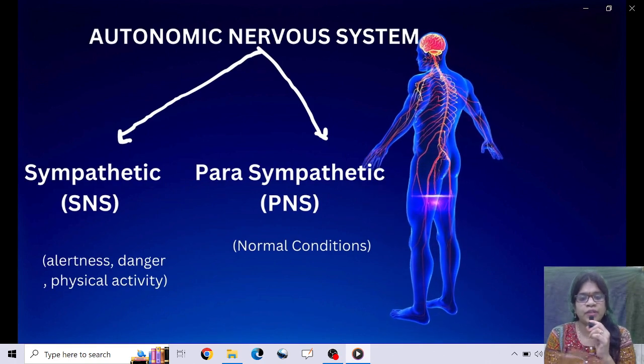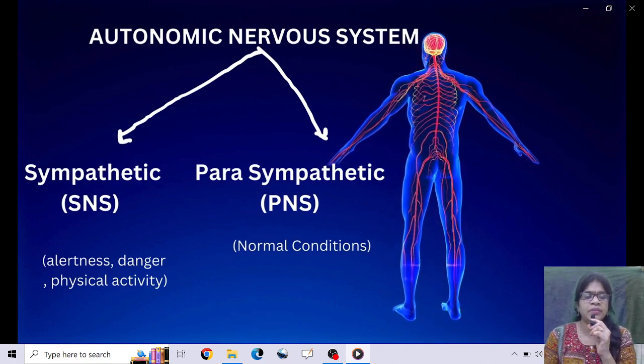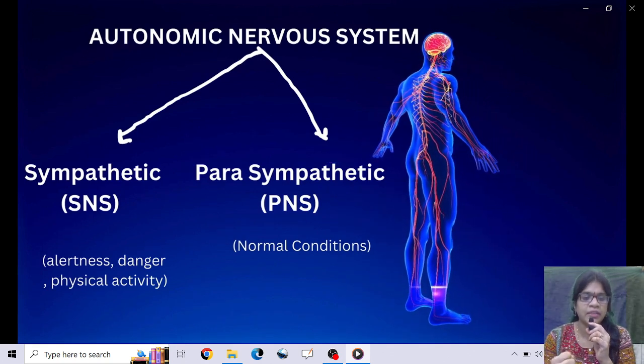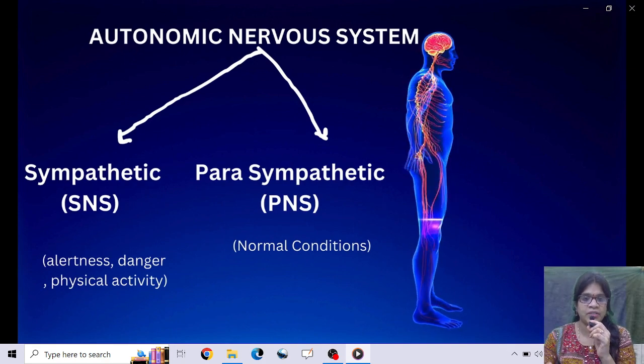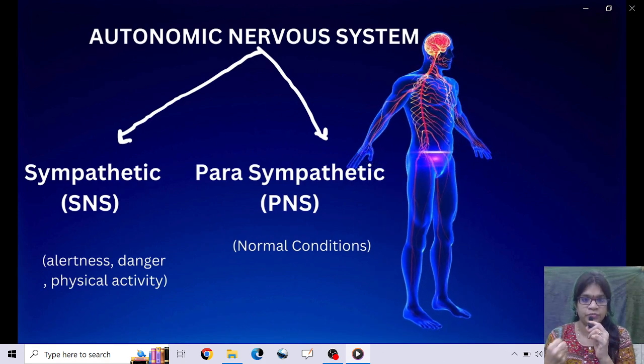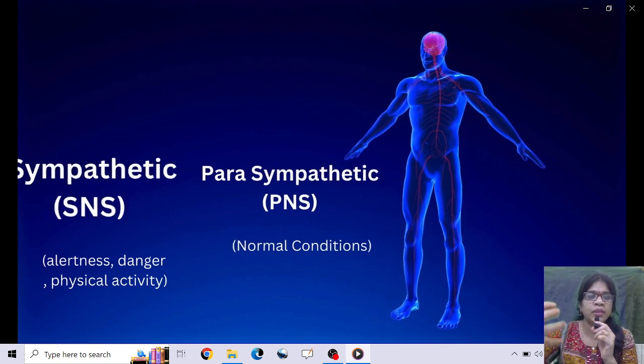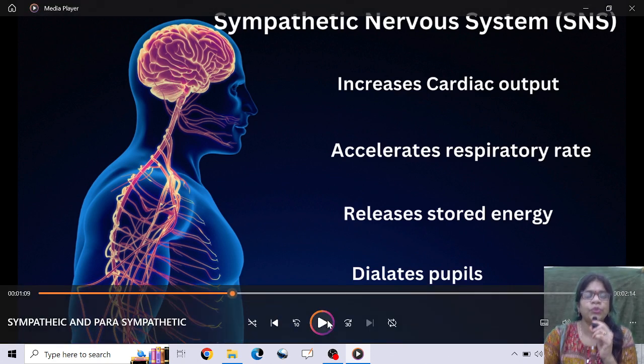The difference is that the sympathetic nervous system is generally active in conditions like physical activity, alertness, or danger, when you have to be active. So the sympathetic nervous system will take control. When you are in a normal condition, like relaxing, normally sitting, that is when the parasympathetic nervous system gets activated.